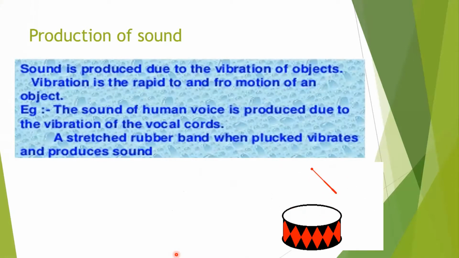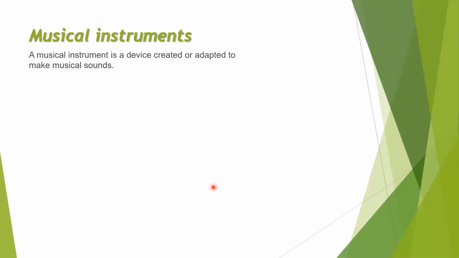Other examples of production of sound are the sound of human voice is produced due to the vibration of the vocal cords, and a stretched rubber band, when plucked, vibrates and produces sounds.